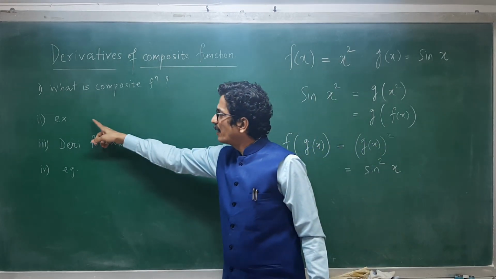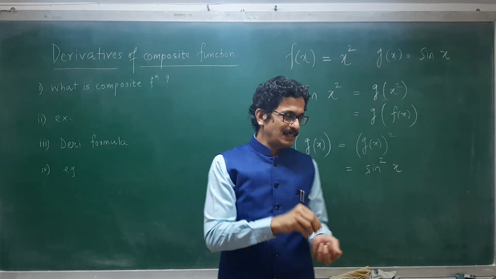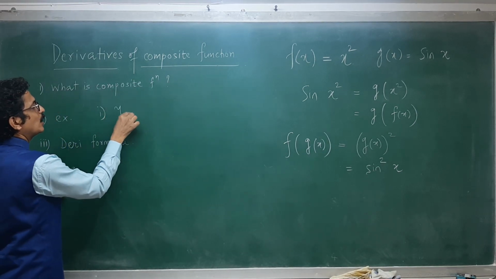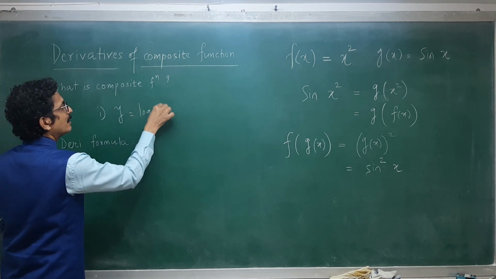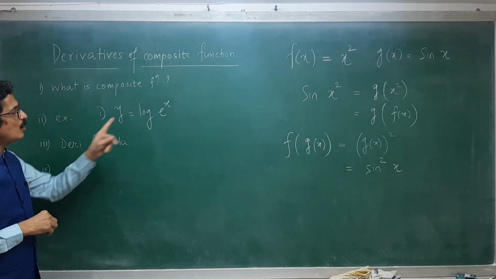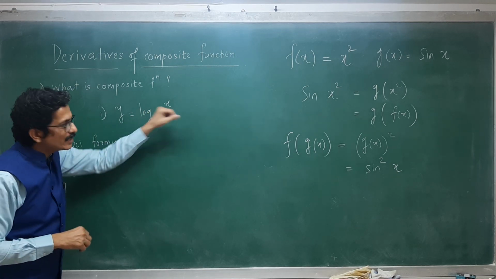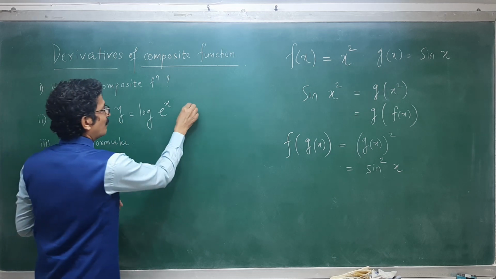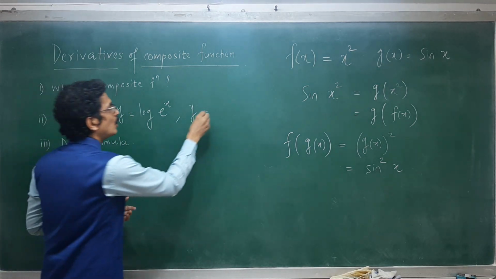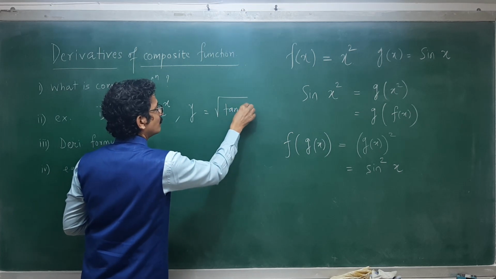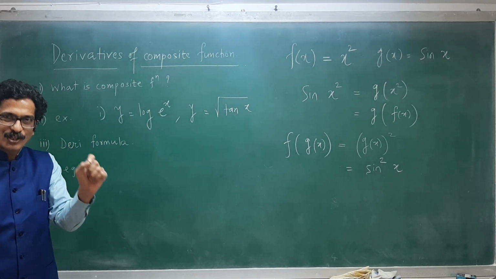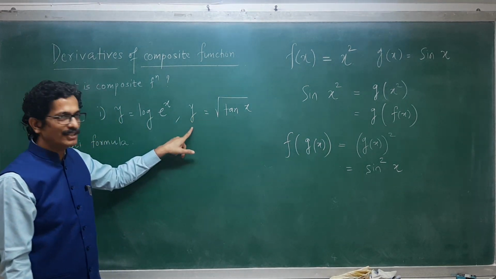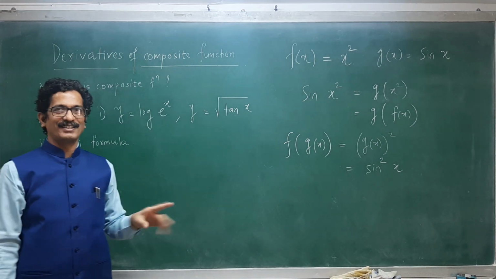Now this can be explained using certain examples. Example number one is simple: y equal to log of e raised to x. Log is a function, e raised to x is a function, so log of e raised to x is a composite function. Another example, y equal to root of tan of x. Is root a function? Yes. Is tan x a function? Yes. So root of tan x is another composite function.